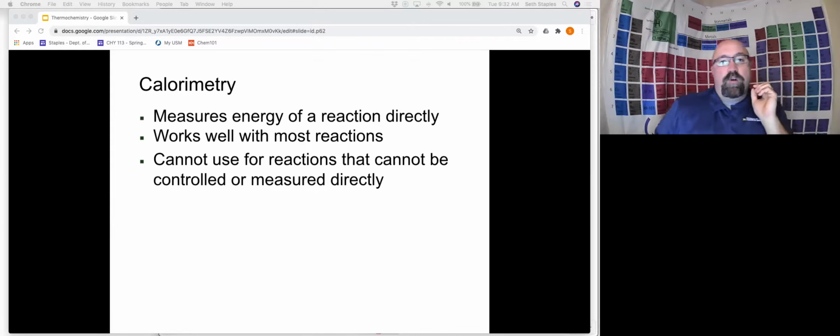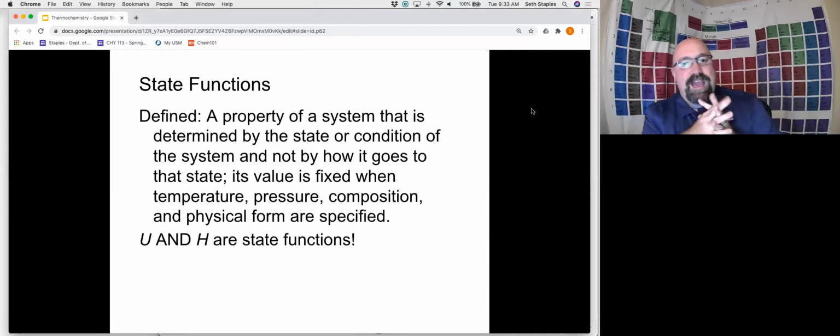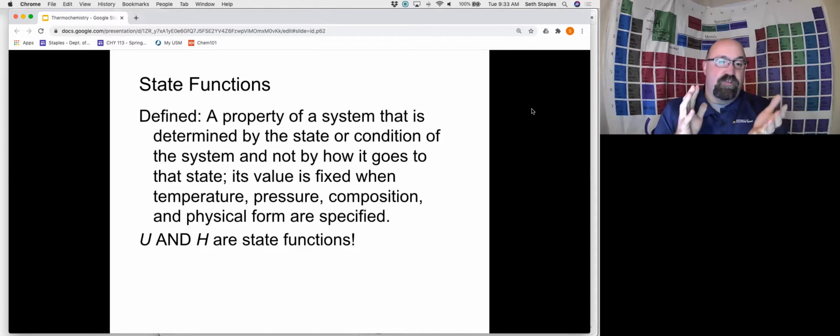And so in order to look at some of the concepts we're going to look at today, we need to discuss something that we call state functions. The actual definition of a state function is that it's a property of a system that is determined by the state or the condition of the system, not by how it gets to that state. The value is fixed when temperature, pressure, composition, and physical form are specified. U and H, overall energy and enthalpy, are state functions.